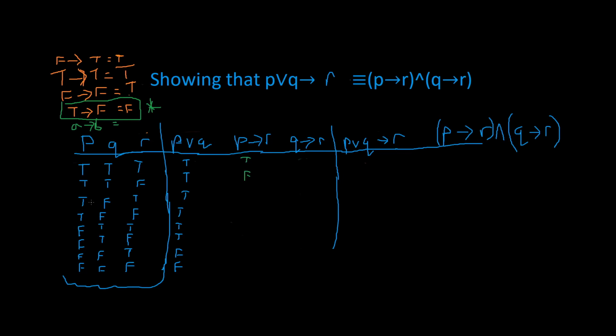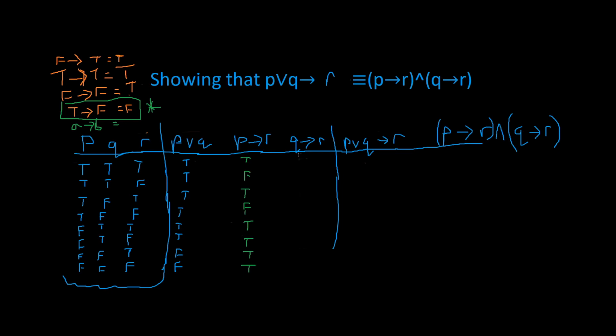And so let's read it. It says true to true, true to false, that's going to be false, right? False to true, and so that's going to be true. False to false, what's that going to give us? It's going to give us true, right? This is false to true, so that's going to give us true. And then we have false to false, that's going to give us true.